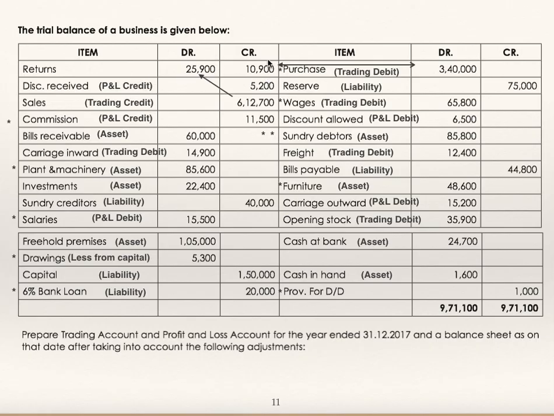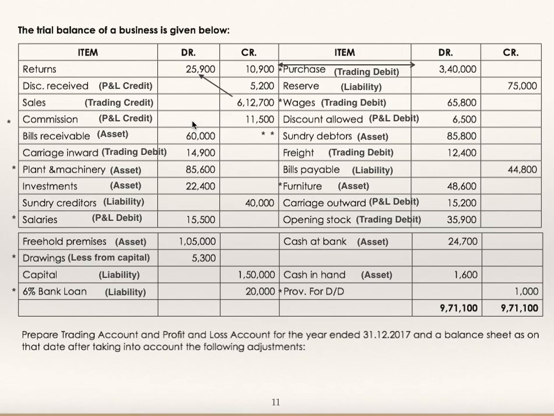Now return debit and credit, both the column return is given. Return inward and return outward. Sales has credit balance, sales return has debit balance. Debit column return is sales return and credit column return is return outward or purchase return. From sales, you are supposed to deduct debit returns, and from purchases, you are supposed to deduct credit column returns. Discount received, profit and loss credit by discount received, sales, trading account credit by sales, and from this deduct returns.